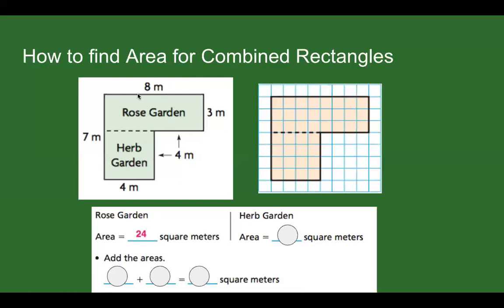So this one's obviously a rectangle, 8 by 3. This one's 4 by 4. It has the same length sides all the way around. Now you might be saying, but Miss Heath, it says 7 over here. Well, that's because the 7 is telling me the length of this entire side, including the rose garden and the herb garden, okay? So if I were measuring up to the dotted line right here, this part of this shape is 4 meters.